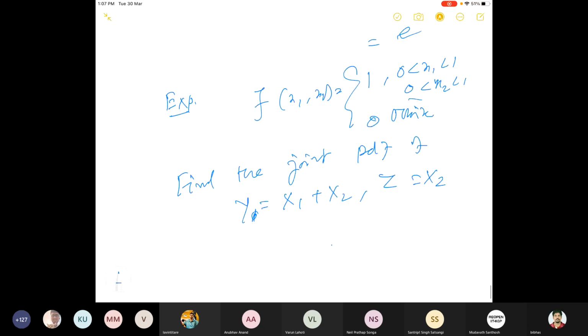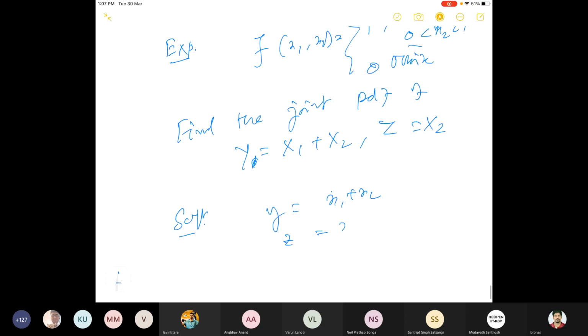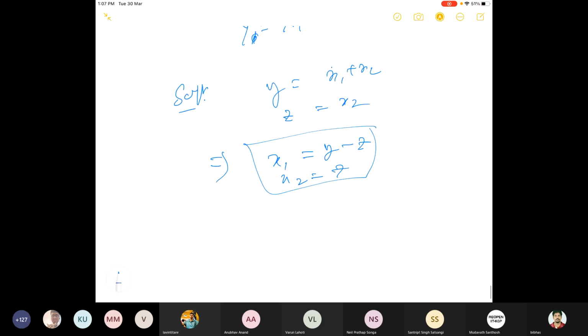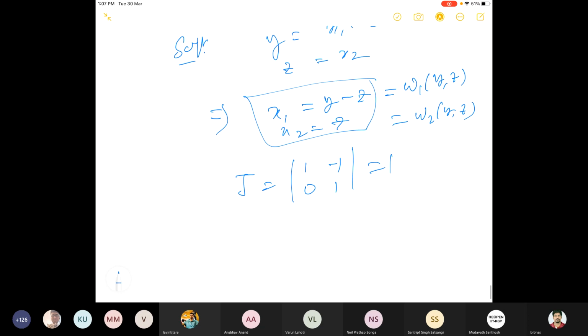Okay, so how will we proceed? We first write y equal to x1 plus x2 and z equal to x2, and then we write x1 and x2 in terms of y and z. So x1 will be equal to y minus z, and x2 is nothing but z. Once I get this transformation, these functions are w1 of y, z and w2 of y, z, and then we can calculate the Jacobian, which is the determinant of 1, minus 1, 0, 1, just the derivatives.